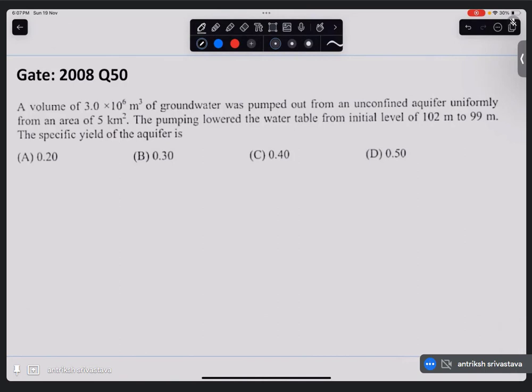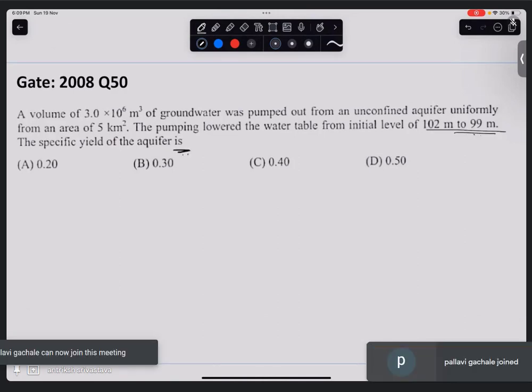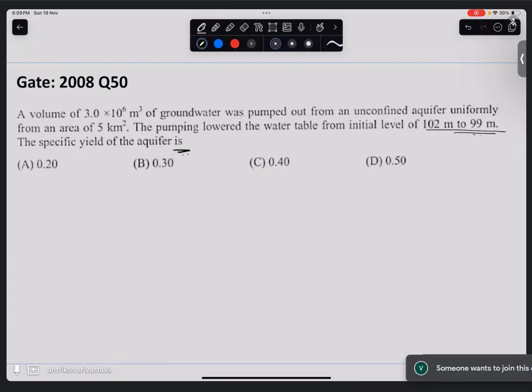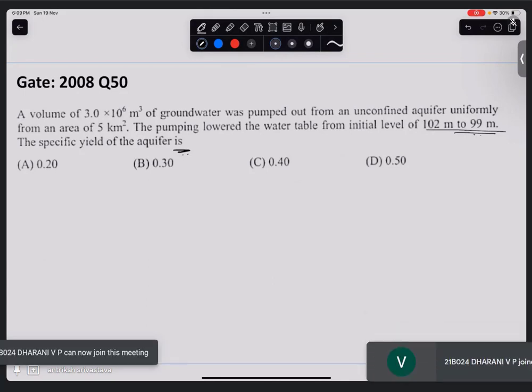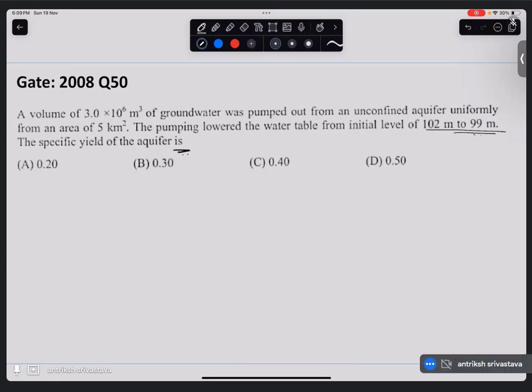GATE 2008 question number 50. Okay, so let's look at this question. A volume of 3 into 10 power 6 meter cube of groundwater was pumped out from an unconfined aquifer uniformly from an area of 5 kilometers square. The pumping lowered the water table from initial level 102 meter to 99 meter. Specific yield of the aquifer is what?